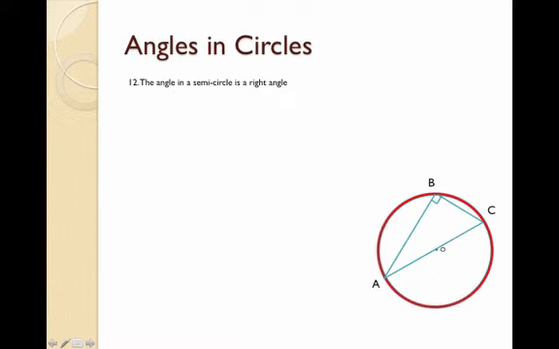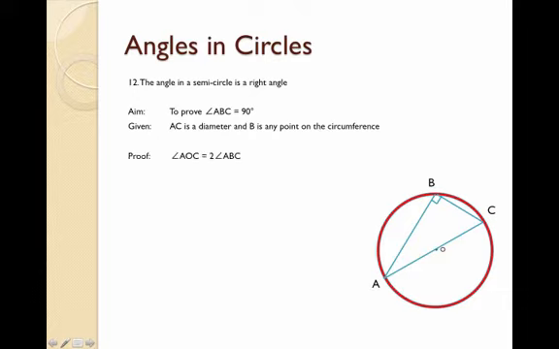The next theorem uses the same property as theorem 11. Theorem 12 lets us know that the angle in a semicircle is a right angle. We want to prove that angle ABC is 90 degrees. We know that AC is a diameter and B is any point on the circumference, which makes the angle ABC. We start by saying that the angle AOC is two lots of the angle ABC, because the angle at the center is twice the angle at the circumference. But we know that angle AOC is 180 degrees because it's a straight line. Therefore, angle ABC has to equal 90 degrees.